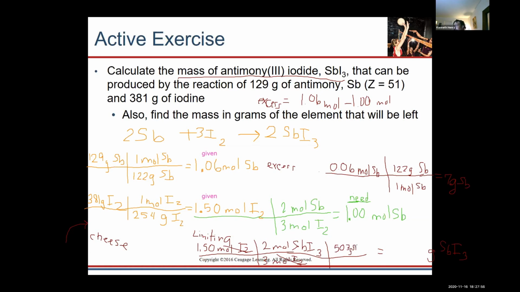So you're saying multiply by the molar mass, over 1 mole of SbI3? Yeah, the molar mass. Okay. So I got 503 for the molar mass of SbI3. So then that's going to just be 503 grams of SbI3. Piece of cake? Yeah.